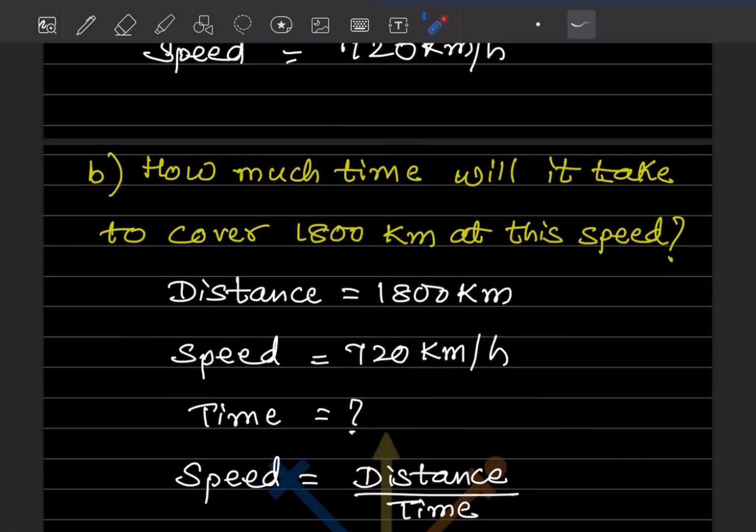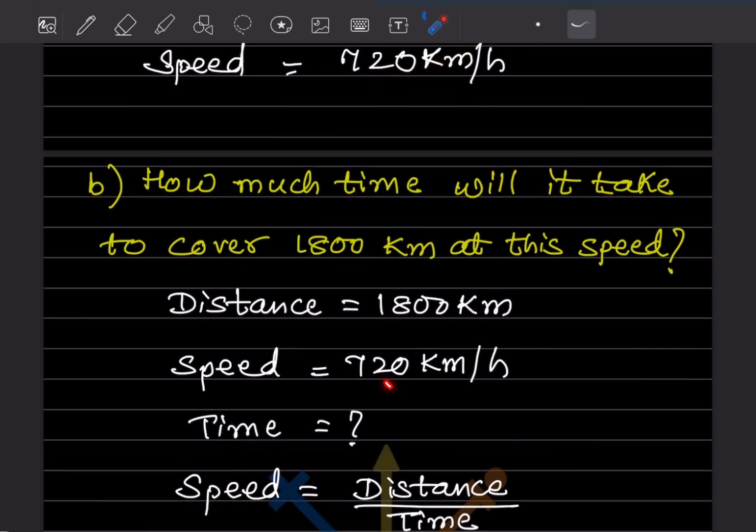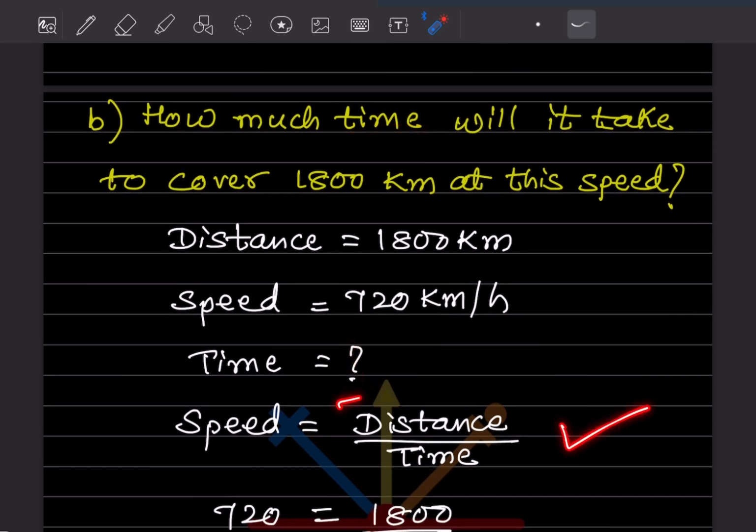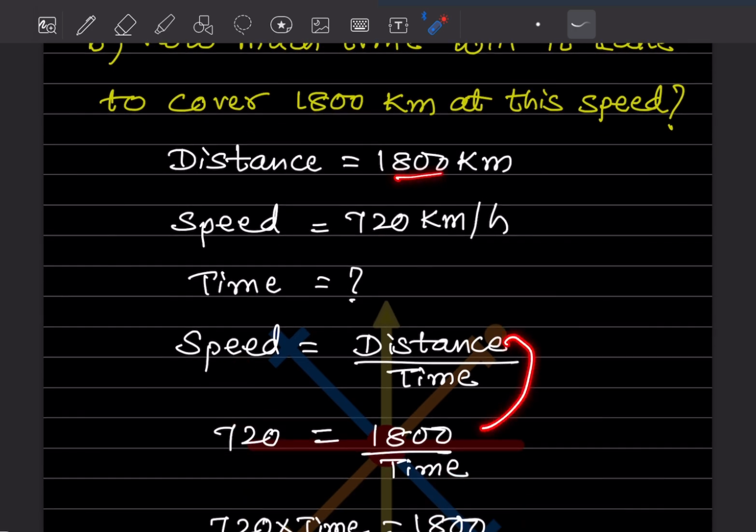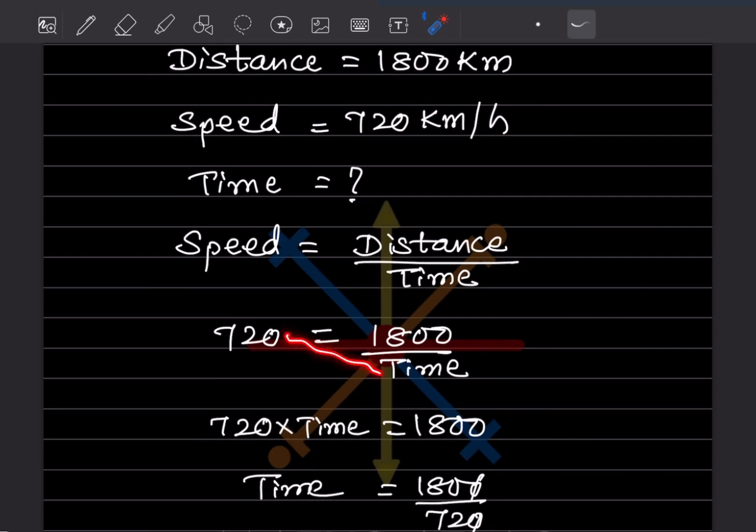How much time will it take to cover 1,800 kilometers at this speed? So distance is given as 1,800 kilometers. At this speed means the speed given, that is 720 kilometers per hour, and we need the time. So speed is again the same formula. In place of speed, we'll write 720. In place of distance, we'll write 1,800. And this time, we don't know. So when you multiply this, that will be 720 into time, that will be 1,800. So time is going to be 1,800 divided by 720.